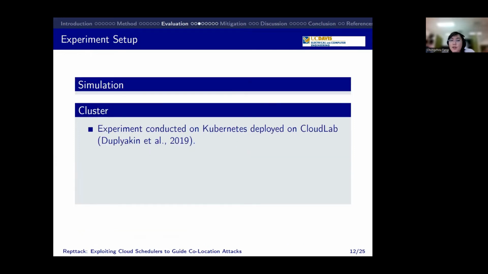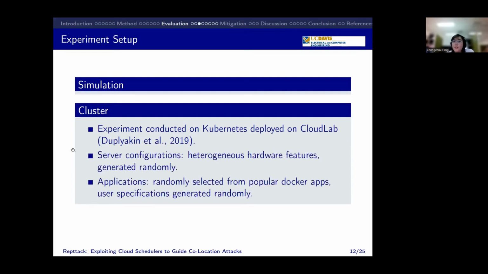The cluster experiments are conducted on a Kubernetes cluster deployed on CloudLab, which is an open source platform to provide researchers access to cluster infrastructure. Since there is not enough heterogeneous cluster hardware support, we use the labeling function in Kubernetes to create clusters with different features. Applications are randomly selected from popular Docker containers, while the user specifications are generated randomly.